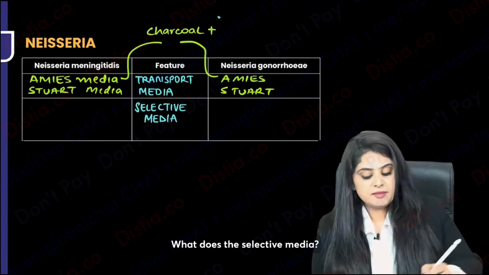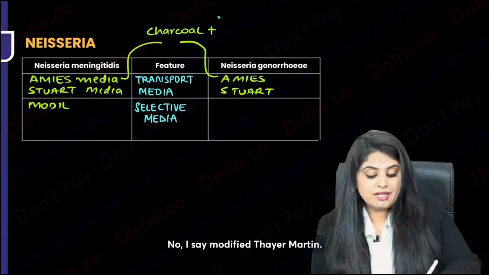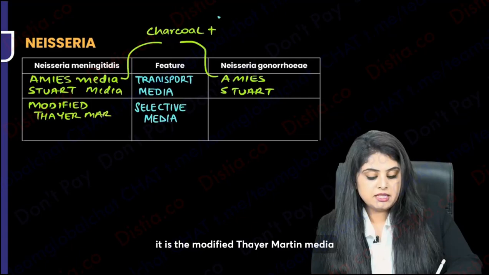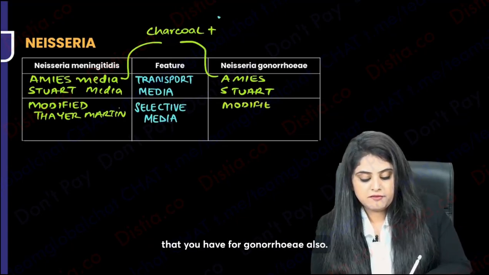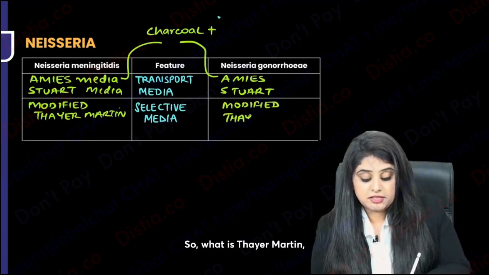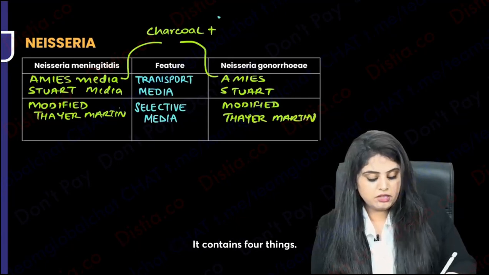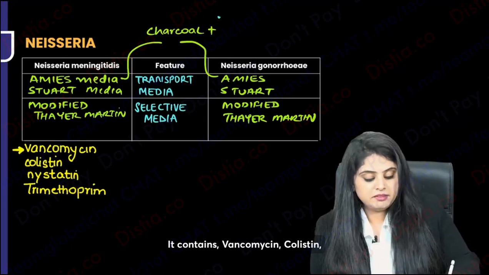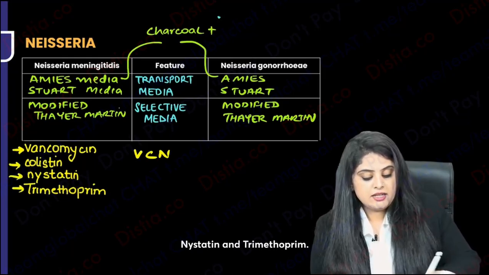What is the selective media? Again, for both of them, the selective media, many students say Thea-Martin. No, I say modified Thea-Martin. Please remember, not just Thea-Martin media, it is the modified Thea-Martin media that you have for meningitis, and the same modified Thea-Martin media that you have for gonorrhea also. So what is Thea-Martin and what is the modification that has been done? It contains 4 things. This is a question that has come. It contains 4 things. It contains vancomycin, colistin, nystatin, and trimethoprim.